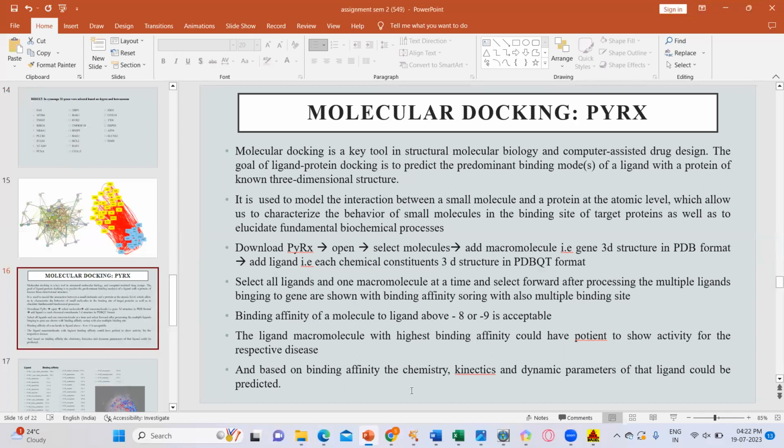Binding affinity of a molecule to the ligand above -8 or -9 is acceptable. The ligand molecule with the highest binding affinity could have the potential to show activity for the respective disease. And based on the binding affinity, chemistry, kinetics, and dynamic parameters of that ligand could be predicted.